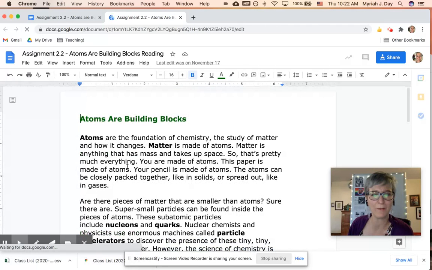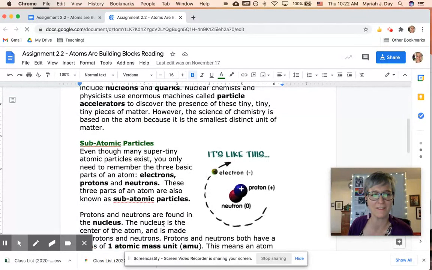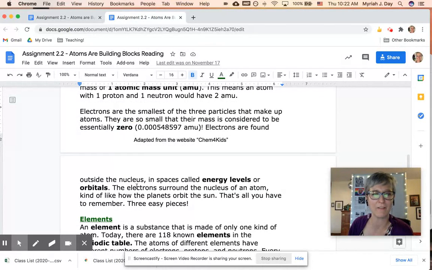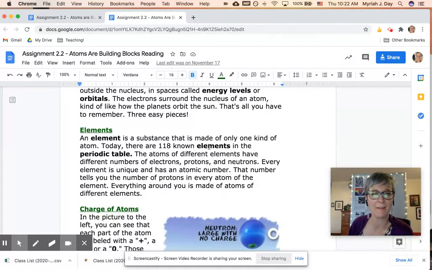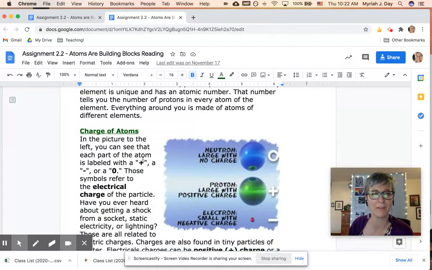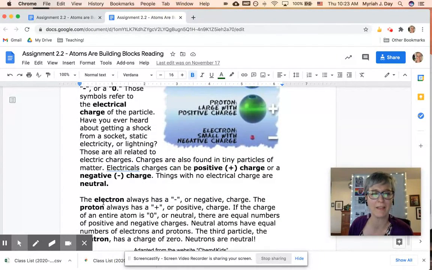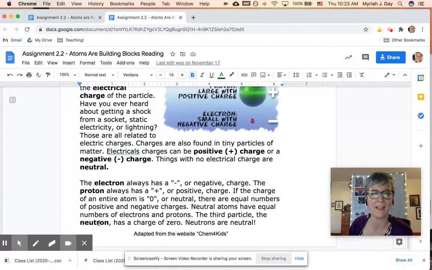And as I go back through, I've got the words atoms, matter, nucleons, quarks, particle accelerators, electrons, protons, neutrons, subatomic particles, nucleus, atomic mass unit, AMU, zero, energy levels or orbitals, elements, periodic table. We got a plus and a zero and a minus. We got electrical charge, positive charge, negative charge and neutral. Then again, we have electron, proton, and neutron.